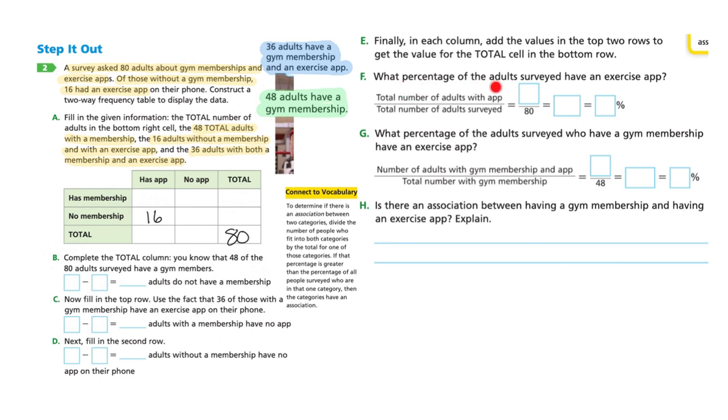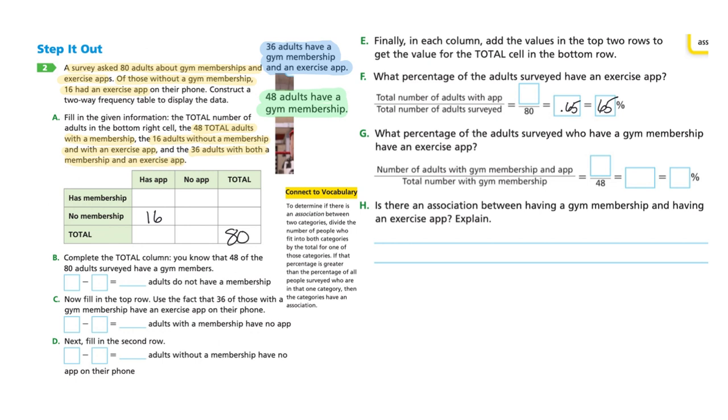F, what percentage of adults surveyed have an exercise app? So here they give you the formula to be able to figure that out. So total number of adults with an app, that will be here. And then total number of adults surveyed, that's 80. So you're going to use division to get this number, and I'm going to write it in so that you can see it. So that's 0.65, and that's 65% if you change that to a percent.